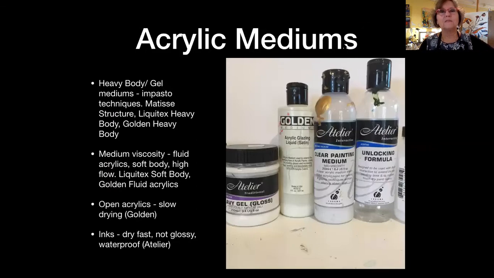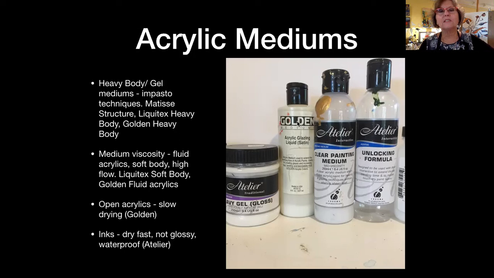Now, these are some of the mediums that you can add to those paints. So you can use a heavy gel. This is a glossy one, but you can get them in satin and matte. And that'll make your paint thicker. So if you have a very loose paint, a very flowing paint, and you want to make it thicker, you can add a gel, a heavy gel.